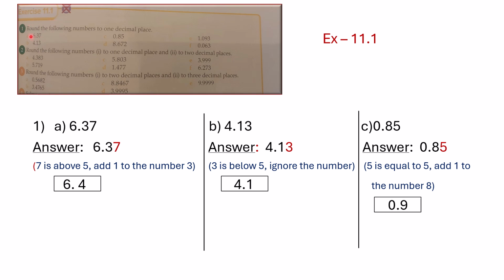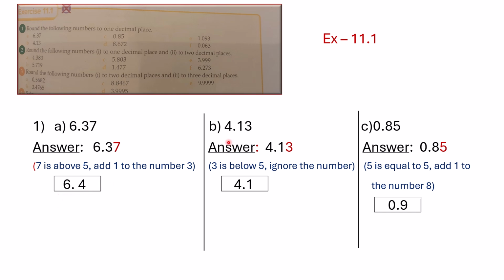Exercise 11.1. First sum, round the following numbers to one decimal place. First A sum, 6.37. We have to round off this one to one decimal place. Look at the last digit. It's 7. If the 7 is above 5, what do we have to do? We should add 1 to the previous number. What is that? It's a 3. So 3 plus 1 is 4. So the answer is 6.4.